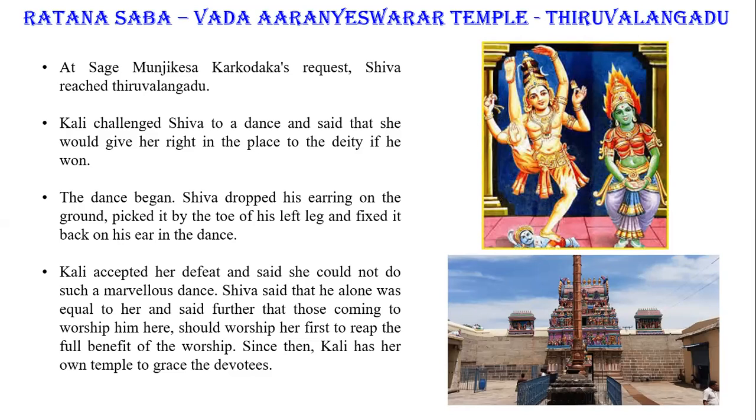Shiva let his earring drop on the ground. Then he picked it up with his left leg and fixed it back on his ear in the dance. Kali could not do that, so she accepted her defeat, and she portrayed the marvelous dance. Shiva said that he alone was equal to her, and said further about those coming to worship here. So they both decided and settled that. This is the Aranyeshwara temple.